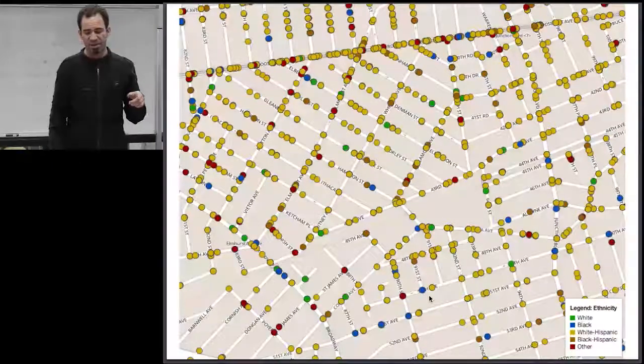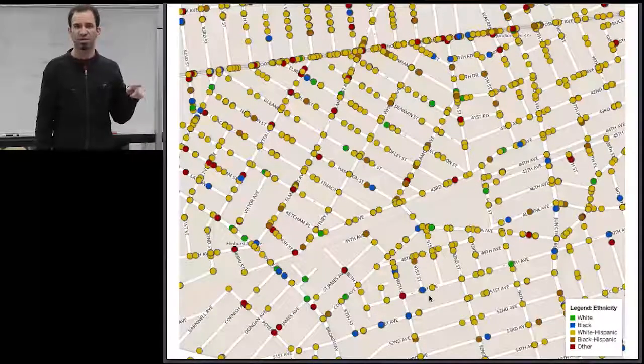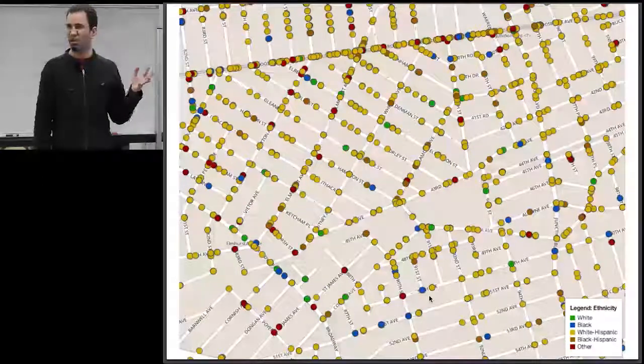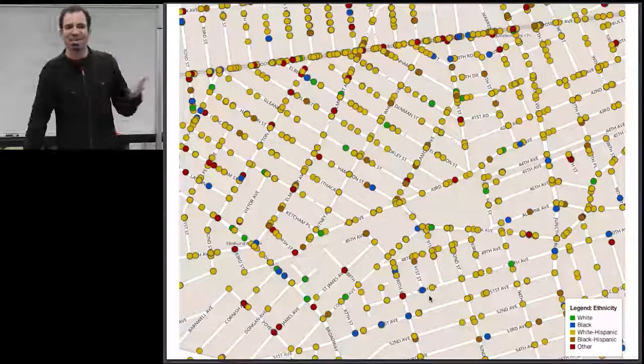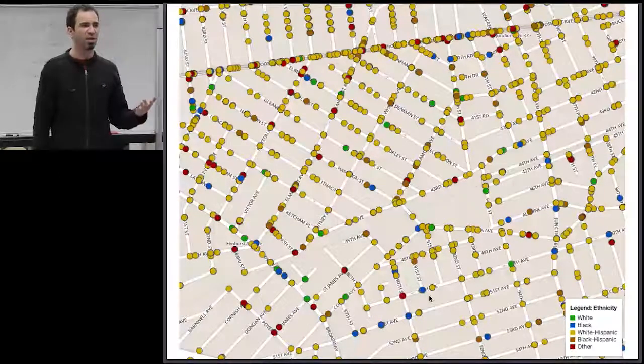Because anything which makes people within that 100 meters of the mosque different somehow than people outside, regardless of whether or not it has anything to do with the mosque, is a way in which we would observe what we see in our data. That's a hypothesis which is compatible with the data.